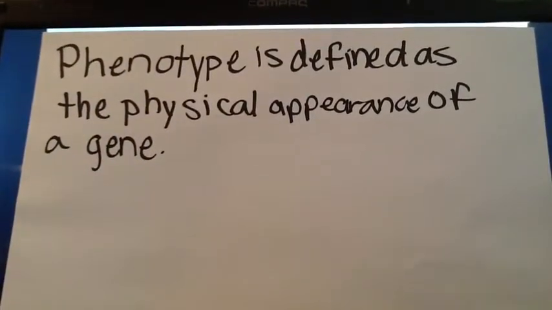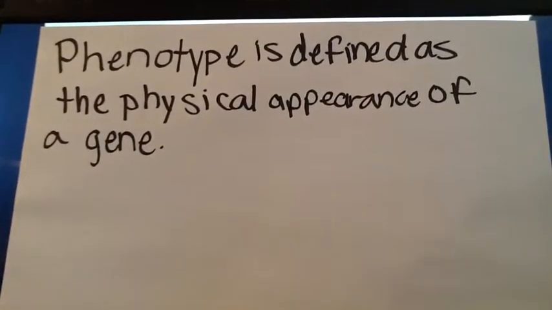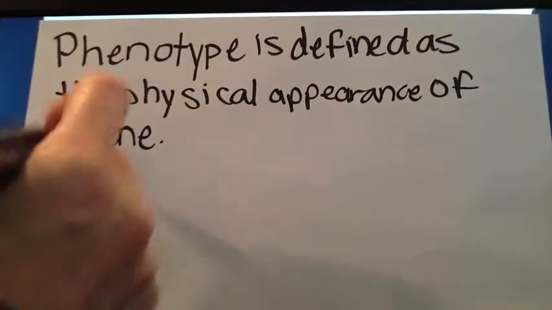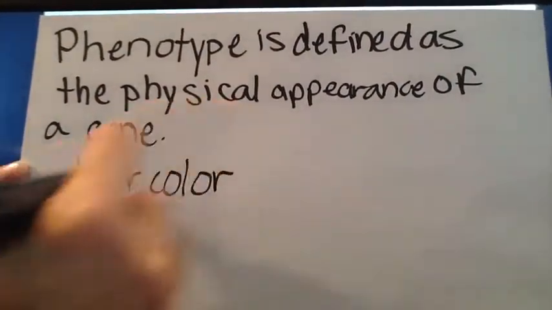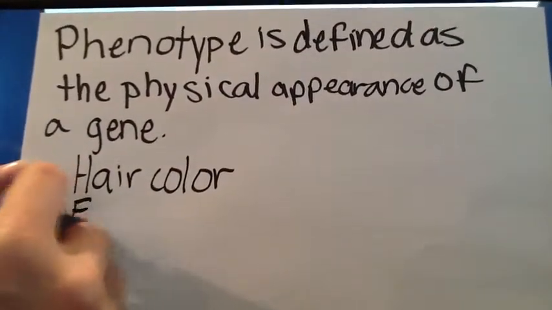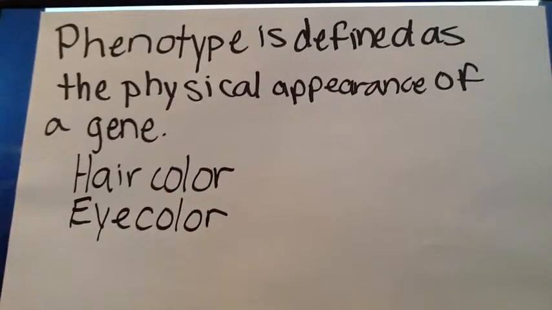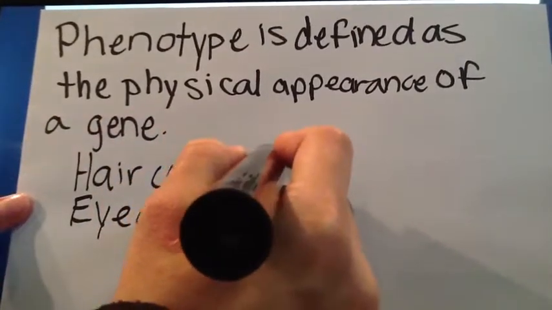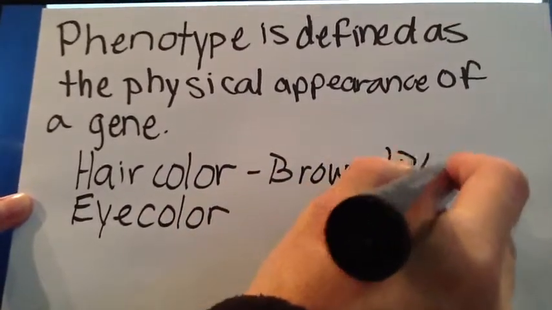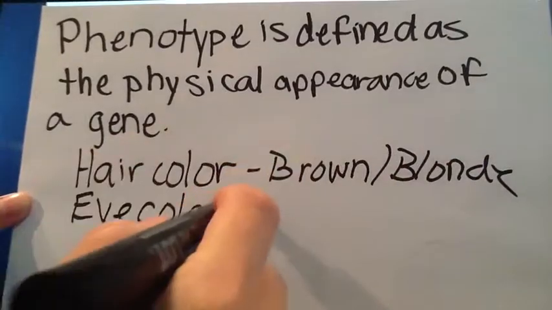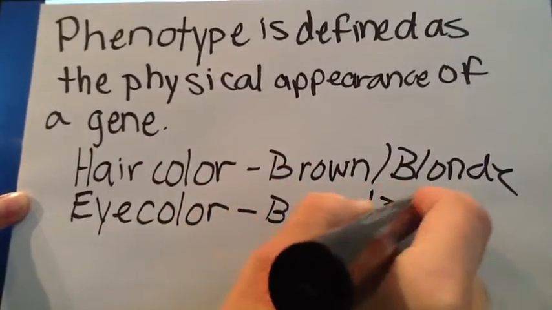Phenotype is defined as the physical appearance of a gene. And this is any kind of physical trait that you can see. It may include things like hair color, eye color, and those sorts of examples. Things for hair color could be something like brown or blonde. Eye color might be something like blue or brown.